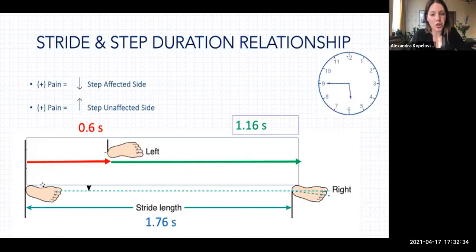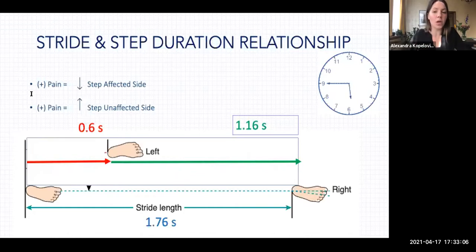We have our patient contacts the ground, and it takes our patient 0.6 seconds to take the left step. But it takes our patient 1.16 seconds to take the right step. So weight bearing on the right lower extremity is way shorter than weight bearing on the left lower extremity. The entire gait cycle spans 1.76 seconds. Weight bearing on the right lower extremity for 0.6 seconds, and weight bearing on the left lower extremity for way longer.